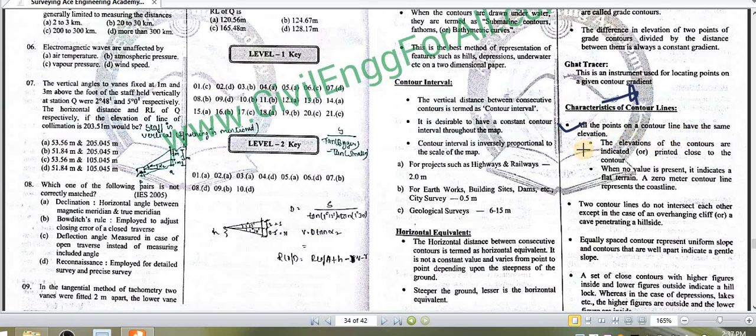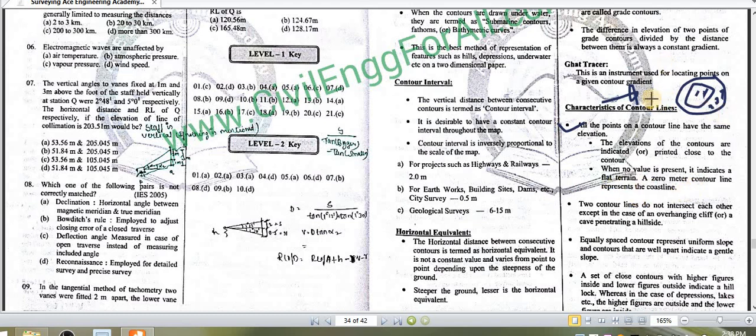The elevations of the contours are indicated or printed close to the contours. Basically it is written like this: this is 100, suppose this is 200. In this way the contour values are given. When no value is represented, it indicates a flat terrain.